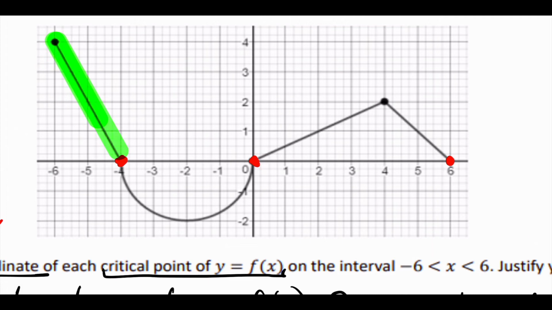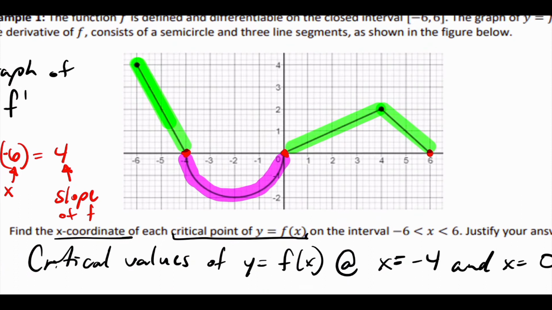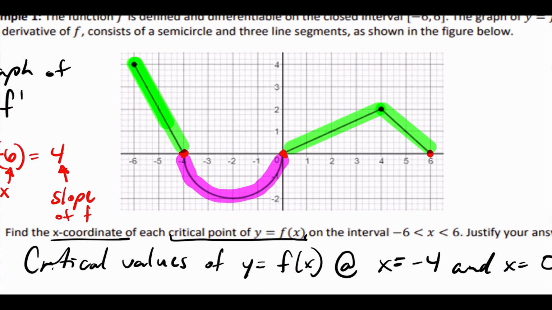So if something is increasing, what type of derivative is it always going to have? Positive derivative, right? So where are all the positives? Right there. This is negative derivatives. Green is positive derivatives. Purple is negative derivatives. Okay, so let's go back. So we know we have critical values at -4, 0, and 6.